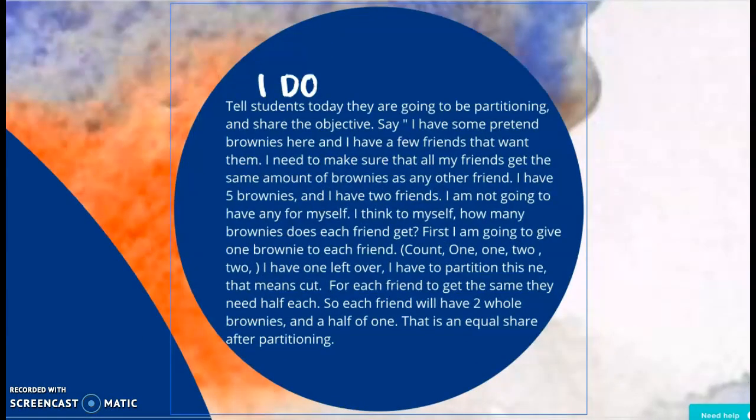For the I do part, students are going to be told that they're going to have to share an object for the objective. The teacher explains that they have 10 brownies and they want to share them equally. They want to make sure that everybody gets the same amount. The teacher models how to pass one object out to each person to make sure that everybody gets a fair share.